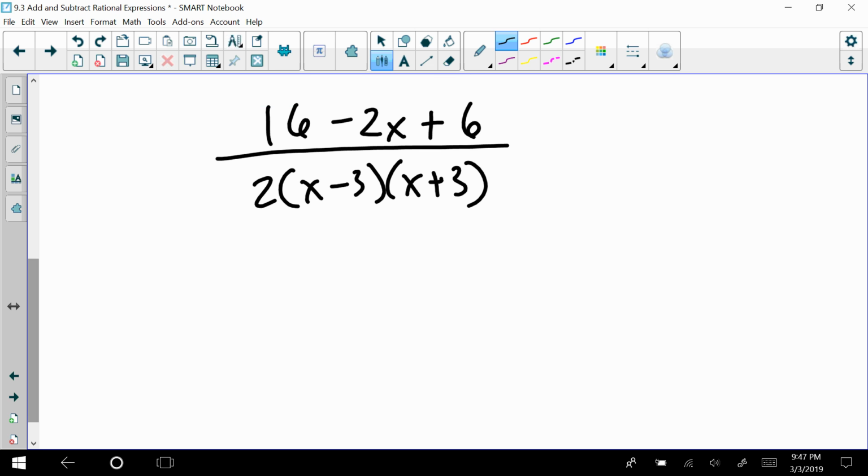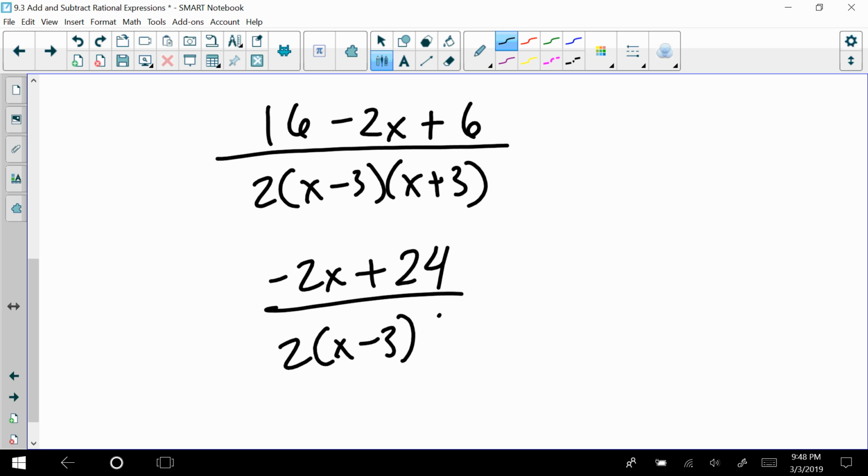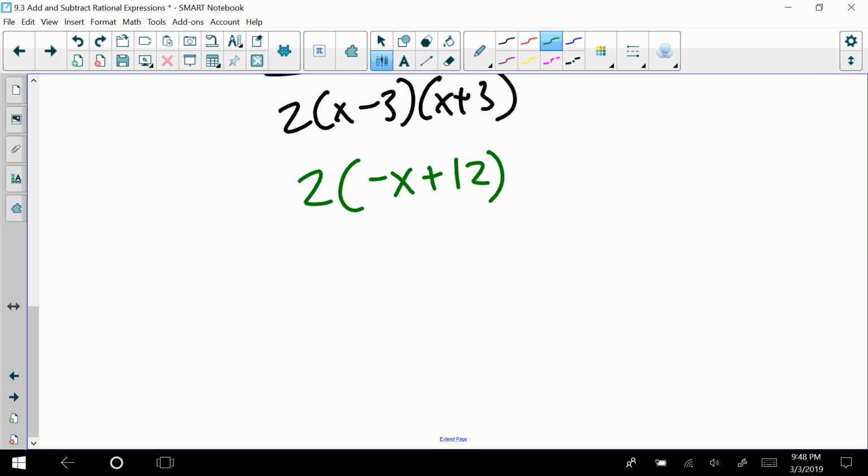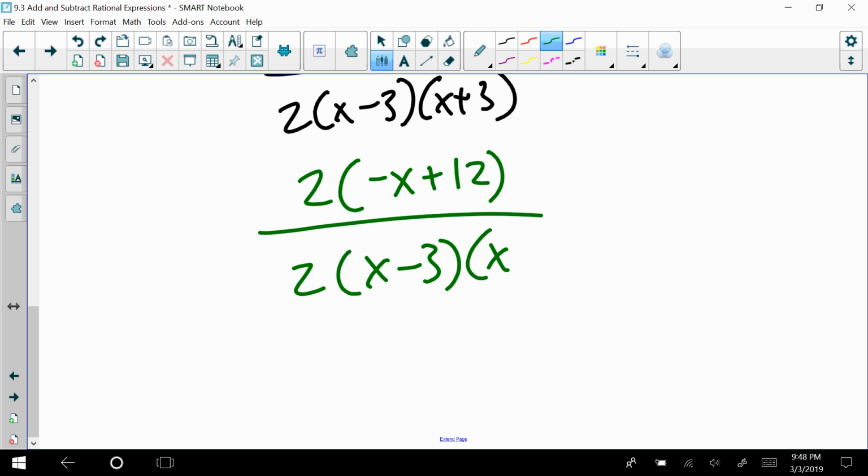If I simplify it a little bit, the top here would be negative 2x plus 24, all over 2 times x minus 3 times x plus 3. If I look at just the top now, does it factor? Yeah, I think a 2 comes out of that. If I take a 2 out, that's a negative x plus 12, all over 2 times x minus 3 times x plus 3.